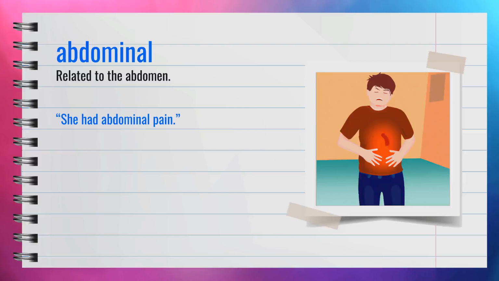The word abdominal, A-B-D-O-M-I-N-A-L, is an adjective. It means related to the abdomen. For example, she had abdominal pain. This means she felt pain in her abdomen. Repeat after me. Abdominal. Great job.